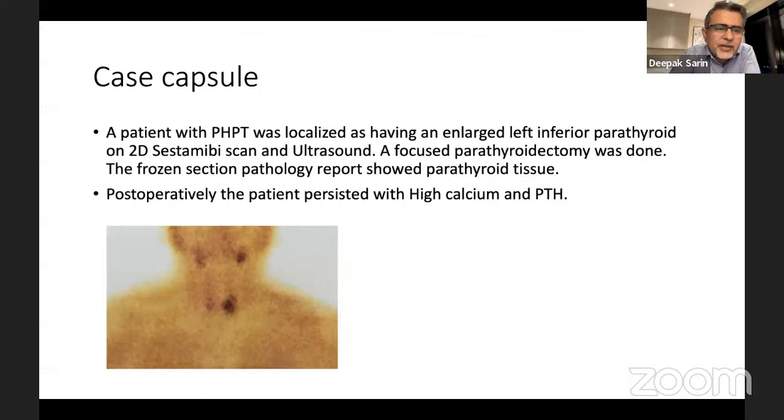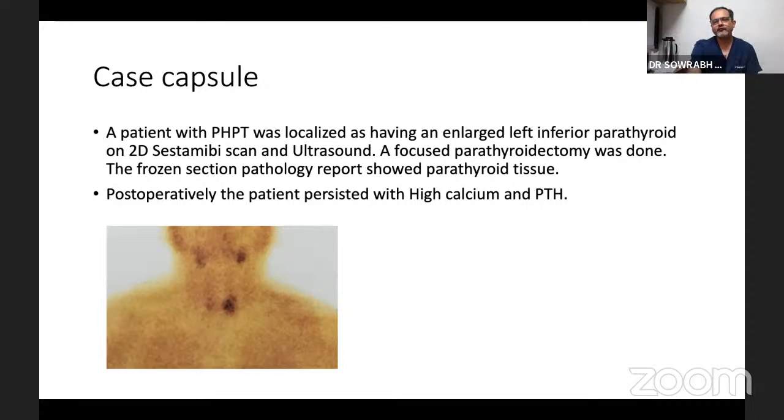And this is an interesting case. A patient with PHPT was localized as having a left inferior parathyroid on 2D Sestamibi scan and ultrasound, and a focused parathyroidectomy was done. The frozen section pathology report showed parathyroid tissue. Let's assume no IOPTH was done in this case. Post-operatively, the patient persisted with a high calcium and high PTH. Thoughts on what might have gone wrong here?